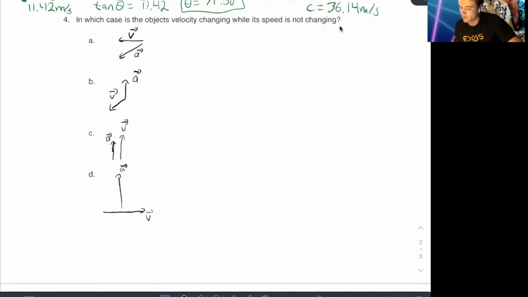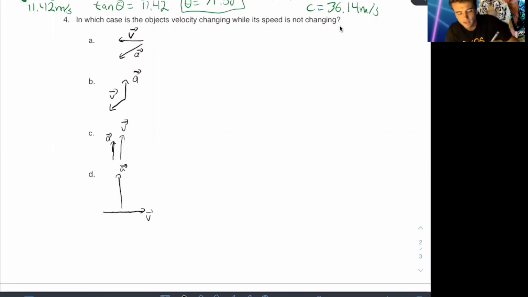Okay, so number 4. In which case is the object's velocity changing while its speed is not changing? Okay, so what's the difference between velocity and speed? Velocity is a vector, right? So it shows direction. Speed is just the quantity, it's just a scalar. So essentially, that's the only difference: velocity shows direction.